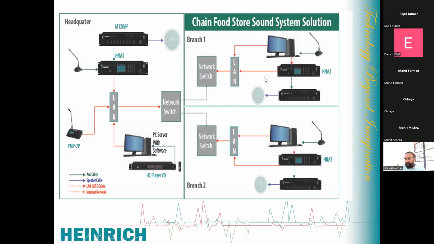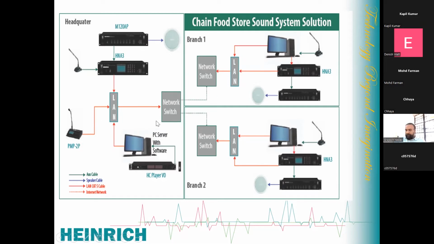From where you have already installed our IP controller or IP speaker, you can announce in your branch 1, branch 2. From branch 1, you can announce in your headquarter or branch 2. From branch 2, you can announce, or you can have a two-way communication within each and every branch if all the branches are connected over the network.